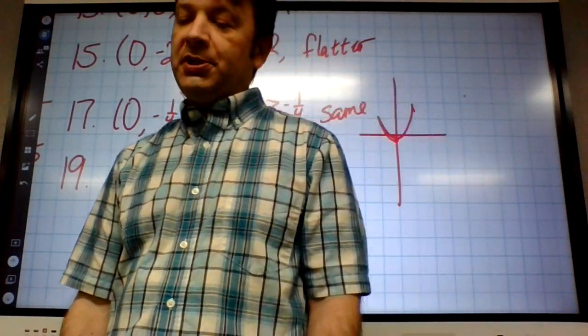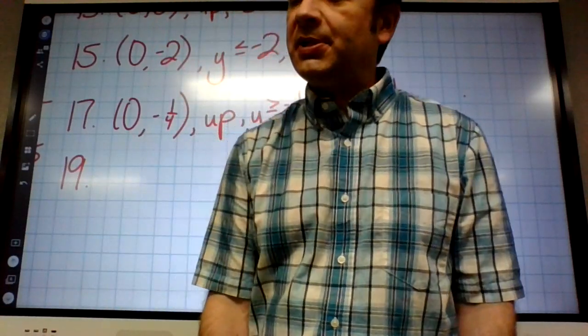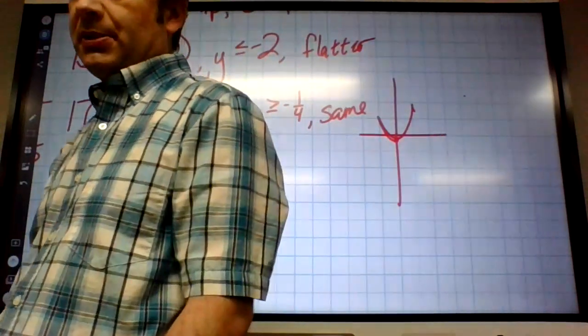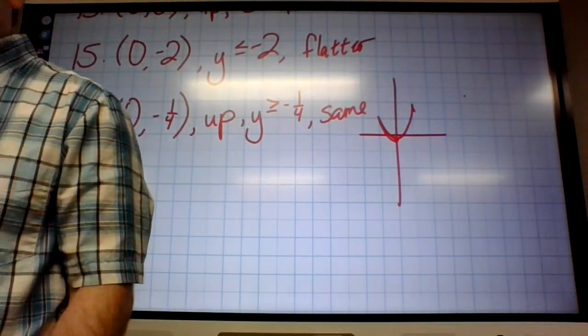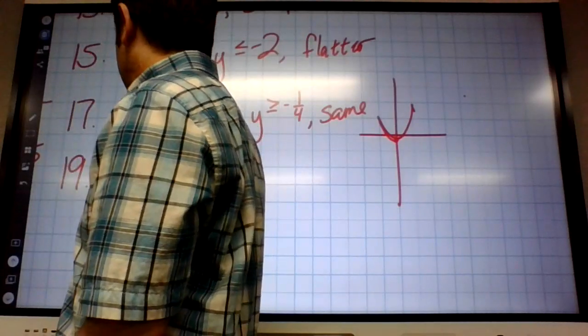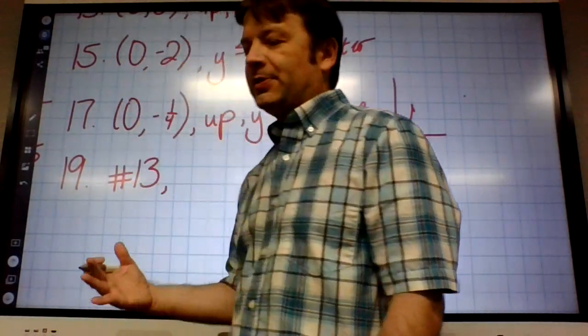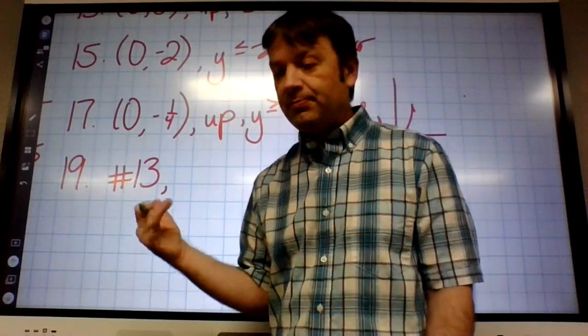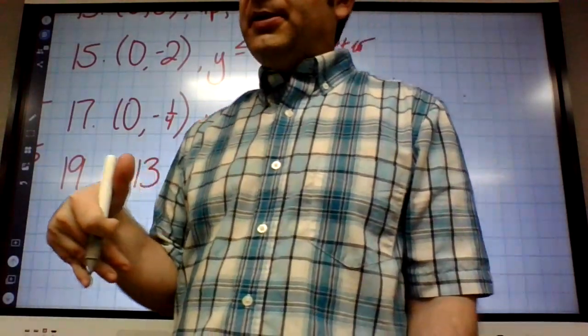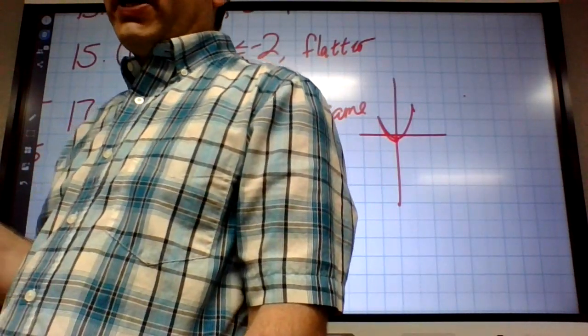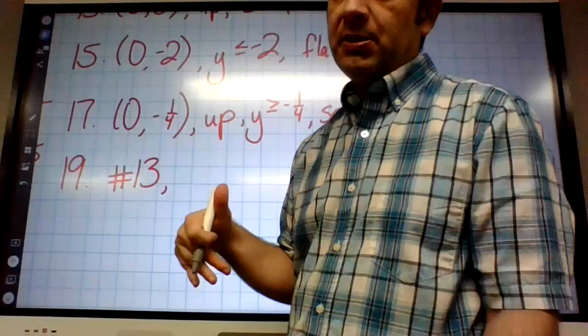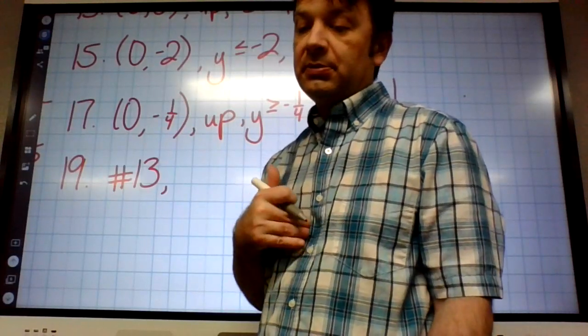All right, which of the parabolas described by the equations in the table above would be the steepest? Number 13. Why is it number 13? Times 5. 5 is the biggest number, or if it was -5, it'd be the same, just going down. What's the flattest?